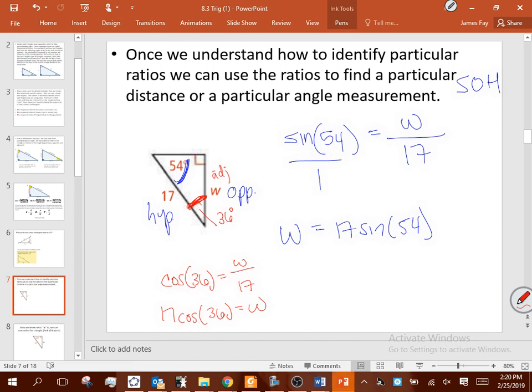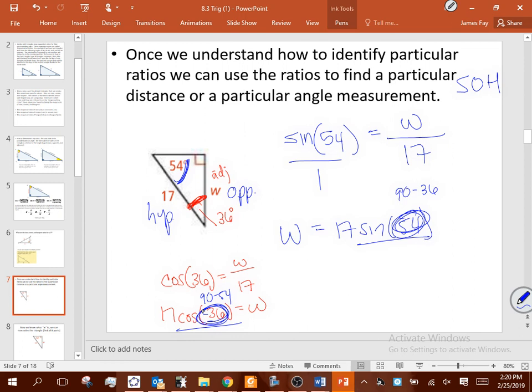Think about this. How do sine of 54 and cosine of 36 relate? Is 54 the same thing as 90 minus 36? Is 36 the same thing as 90 minus 54? Do you see how that angle right there and that angle right there are what to one another? Complementary. There's where the sine and cosine complementary concept comes into play.